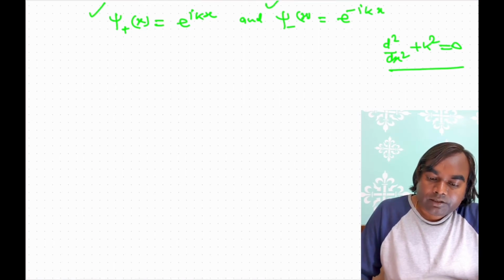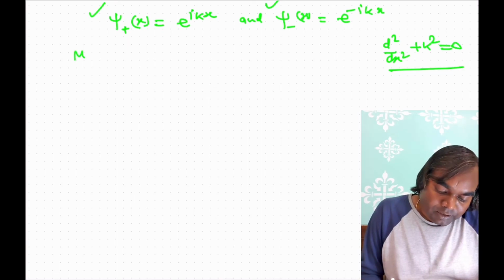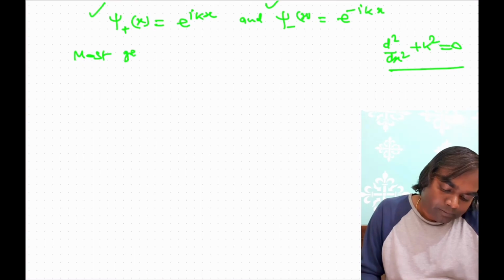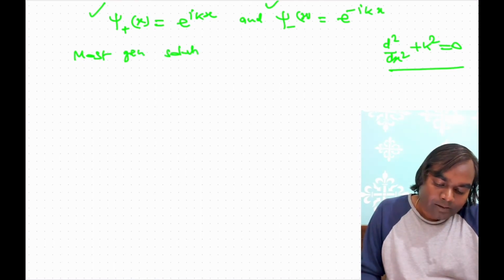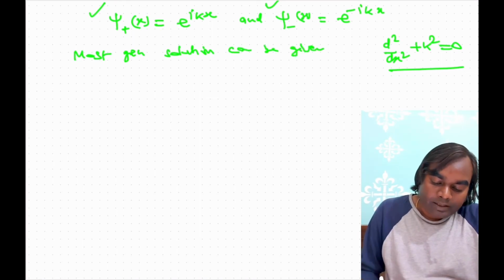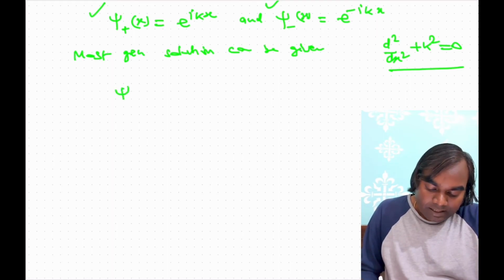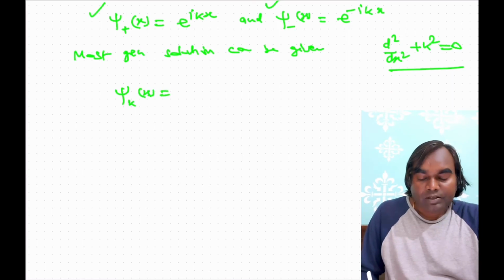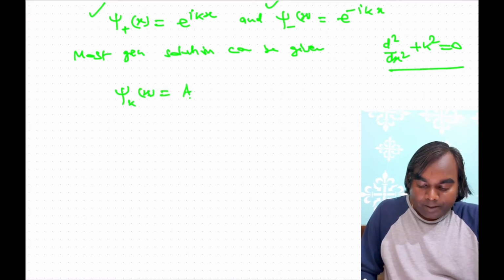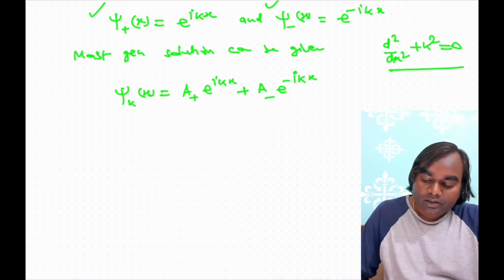Okay, so the most general solution can be given by the combination of these two plane waves, that is ψ(x) = A+ e^(ikx) + A− e^(−ikx). Okay, so this is equation number 2.